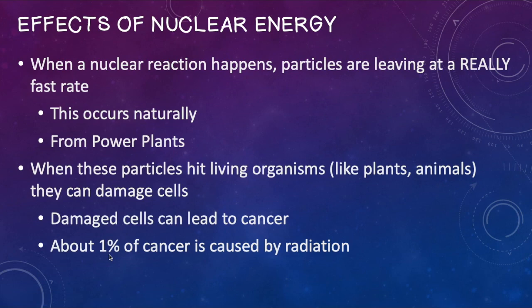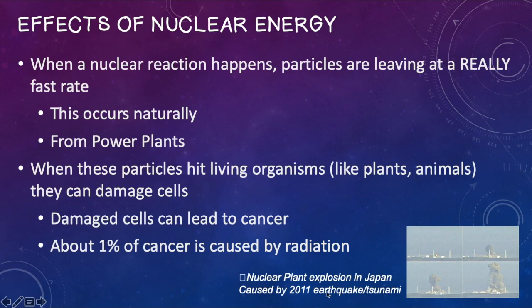You might have heard in 2011, there was a nuclear power plant explosion in Japan, in Fukushima, and it was because there was an earthquake and tsunami right near the power plant, and then that caused one of the nuclear cores to break apart, and then that created a chain reaction that just happened so quickly it couldn't be contained. So not a normal thing that happens at all, but that was where that came from.